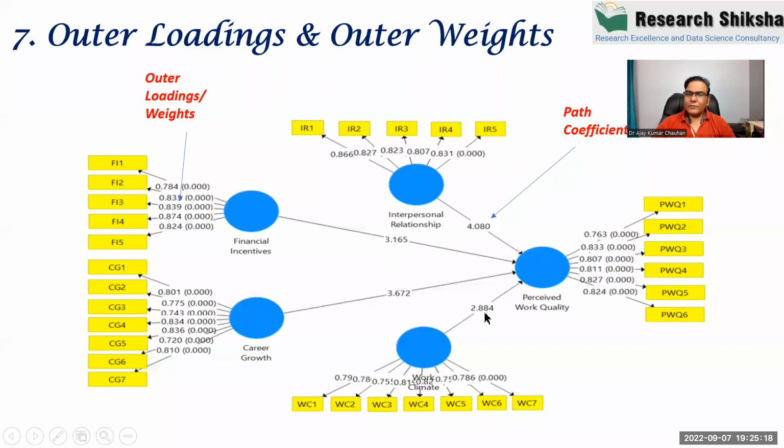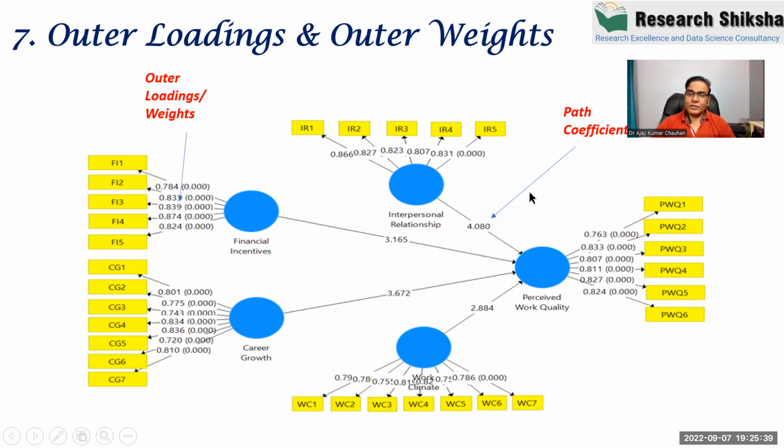There are different values you can put here: you can put the path coefficient, you can put the t values, you can put the p values. The values which you are seeing are basically the t statistics. The path coefficient always comes between 0 and 1.